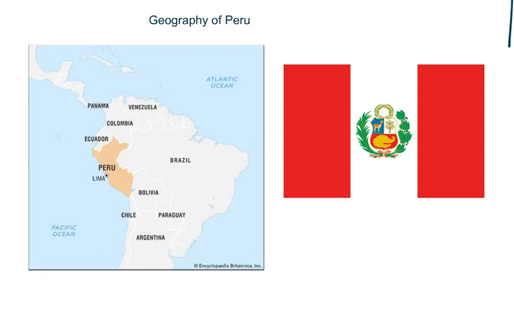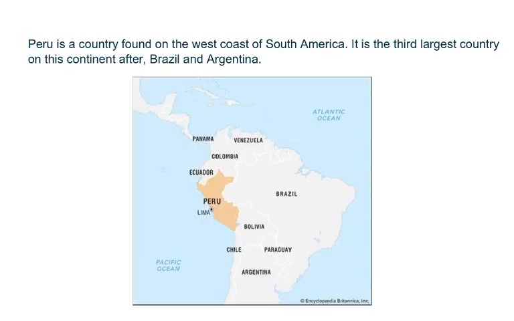Okay, class, in this short video, we're going to be talking about the geography of Peru. Alright, so first off, let's talk about where Peru is located. Peru is a country found on the west coast of South America. It is the third largest country on this continent after Brazil and Argentina.